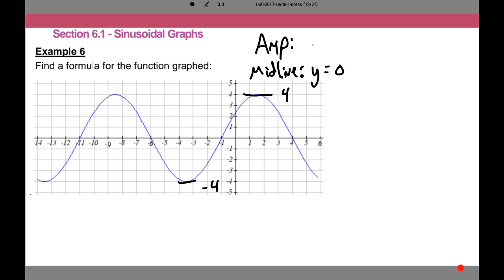So my amplitude is 4. You could also do from 4 to -4 is 8. 8 divided by 2 is 4. So in this case, you can kind of see the amplitude is 4. Now the other thing that we can find from our graph to get started is our period.